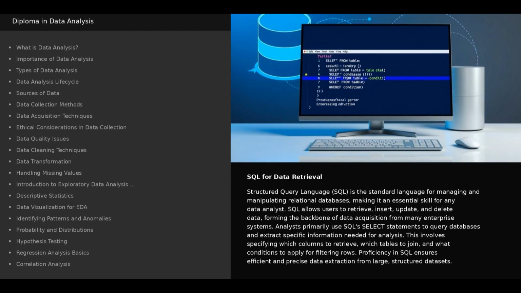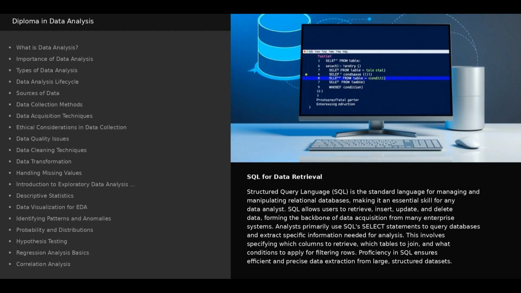Structured Query Language, SQL, is the standard language for managing and manipulating relational databases, making it an essential skill for any data analyst. SQL allows users to retrieve, insert, update, and delete data, forming the backbone of data acquisition from many enterprise systems.